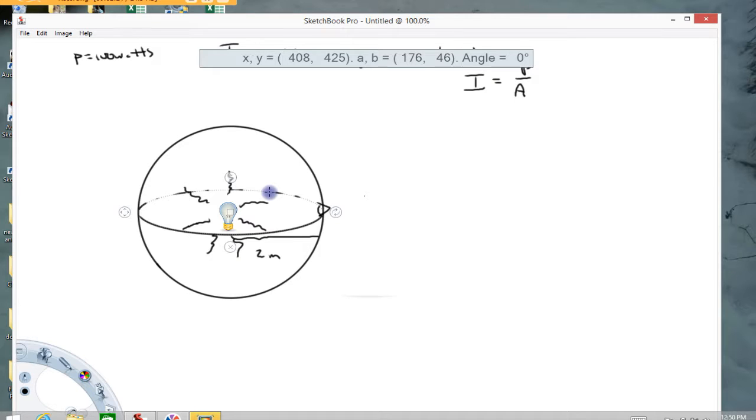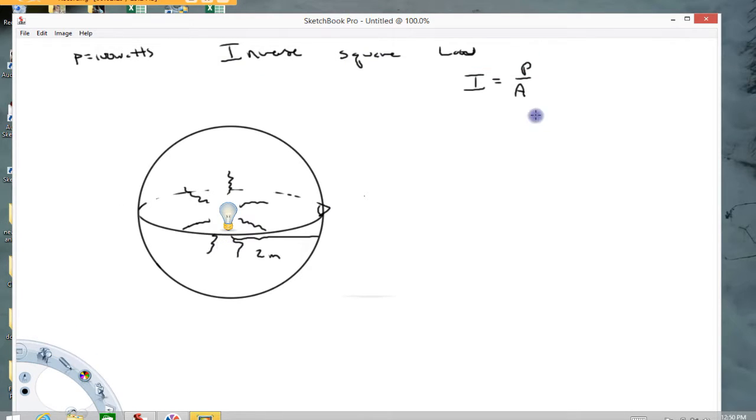If I were to calculate the intensity, it is going to equal power, and because all the energy from the bulb is going through the surface of the sphere, the power is all 100 watts, divided by the surface area of that sphere. The surface area of a sphere is 4 pi times the radius squared. In this case, the radius is 2 meters, and that's being squared. If I calculate a value, this comes to about 1.99 something. I'm just going to call that approximately 2 watts per square meter.